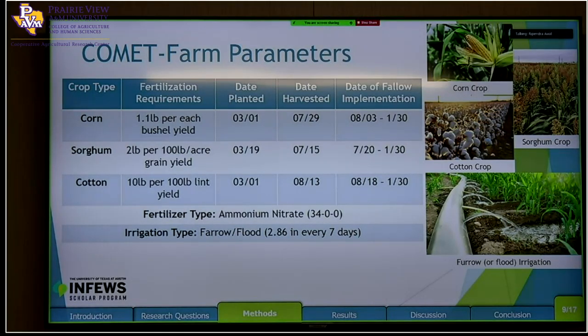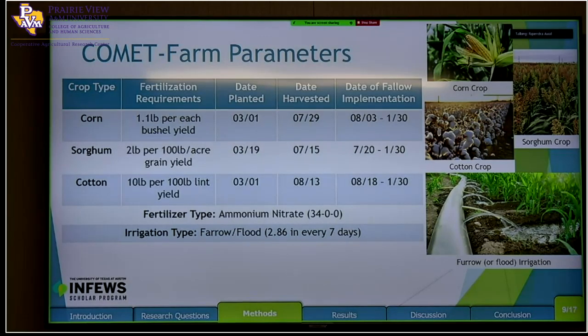The fertilization requirements were obtained from Texas A&M, and the planting date and harvesting date were also from the manual that I was able to get. And then I used fallow as a crop rotation. Whenever we're not in season for corn, sorghum, and cotton, we're implementing fallow, which is just bare soil. They just till it and don't put any seeds in it. It's just left as bare soil.